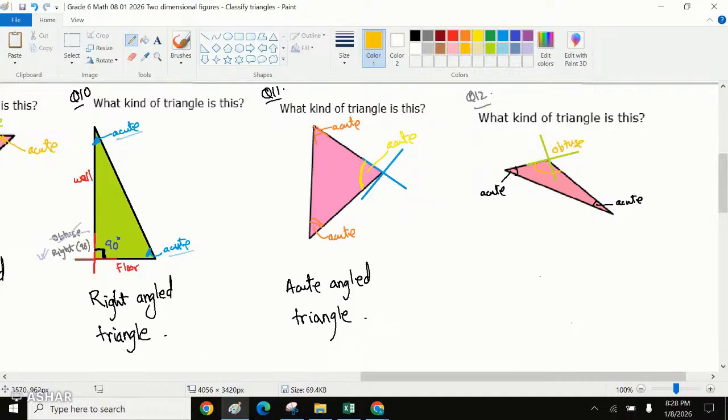Thank you, Princely. So for this triangle, even if there is a single obtuse angle, the triangle becomes an obtuse angled triangle, okay?